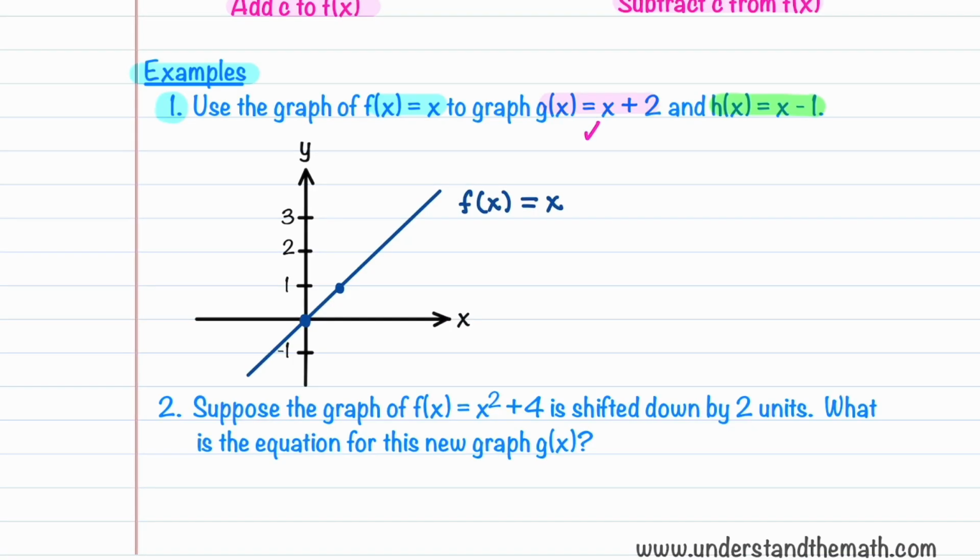To graph g of x, we're going to shift the graph of f of x upward by 2 units. So each point that we drew for the graph of f of x moves up 2 units for g of x. And this is our graph of g of x. When we graph h of x, we're going to shift the graph of f of x down by 1 unit. h of x is going to pass through this point and then this point. And here's our graph of h of x.